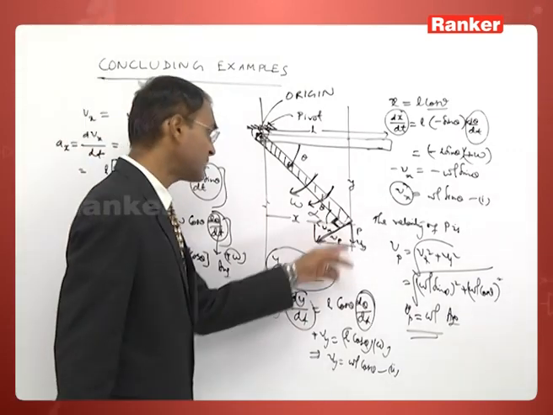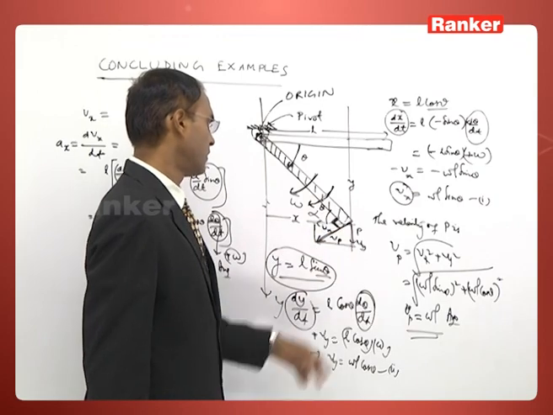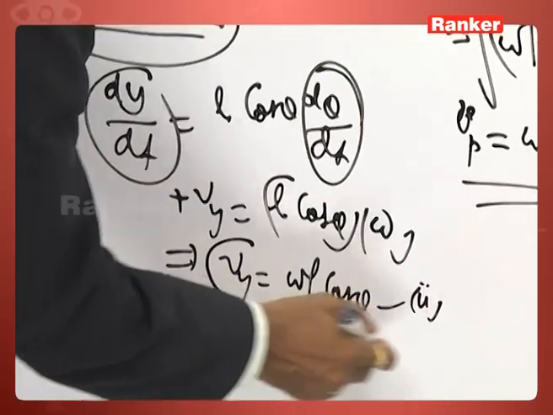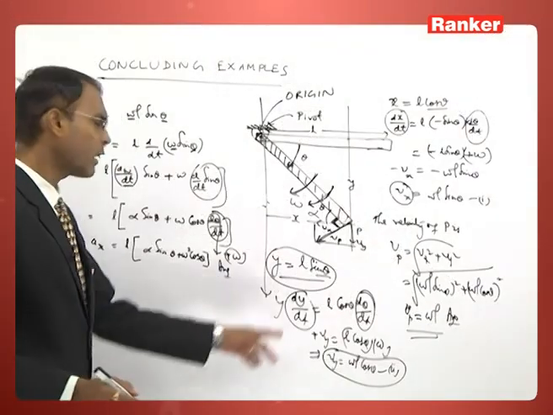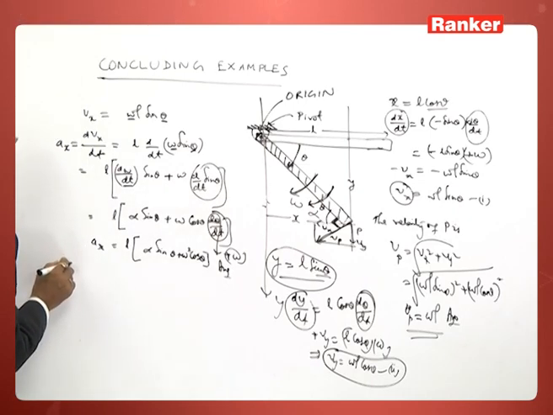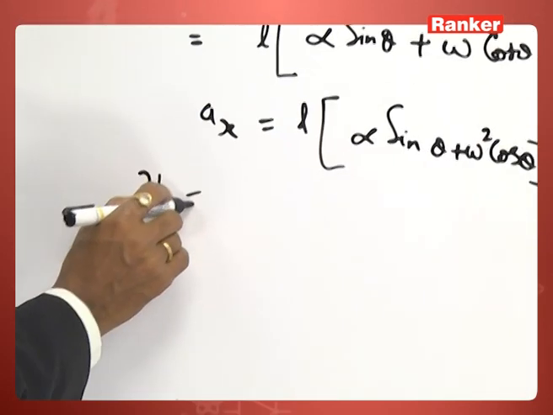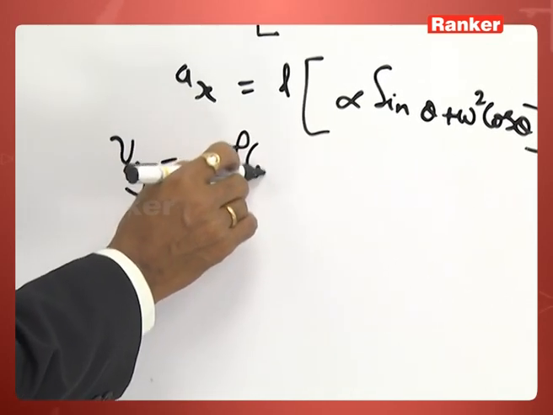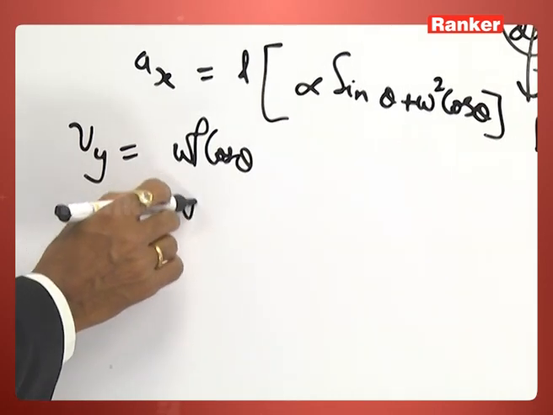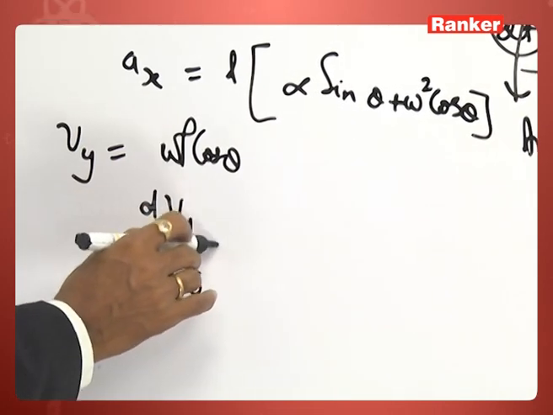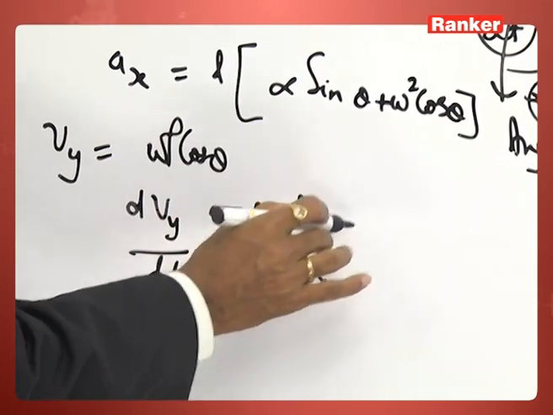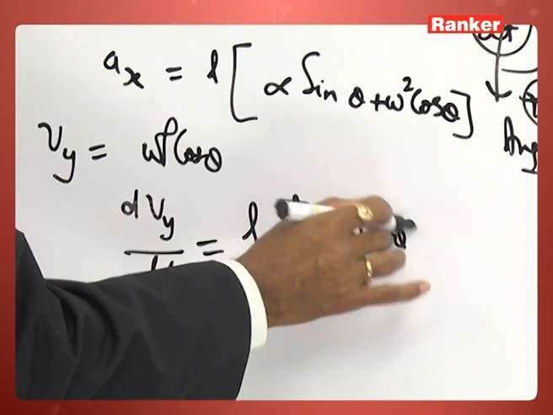And the y component of the acceleration can be found by taking the derivative of the y component of its velocity. The y component of the velocity is Vy is equal to omega L cos theta. The derivative of y with respect to time is equal to L, take common, the time derivative of omega cos theta.